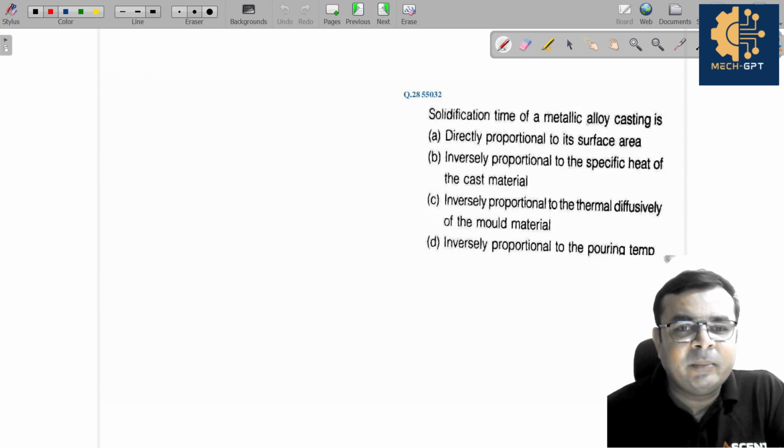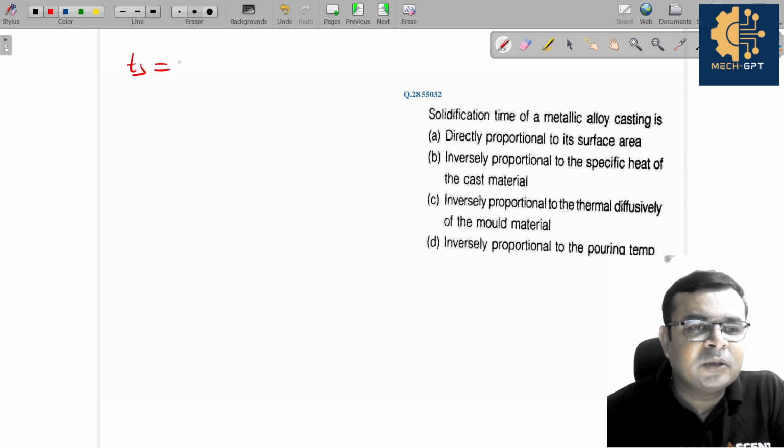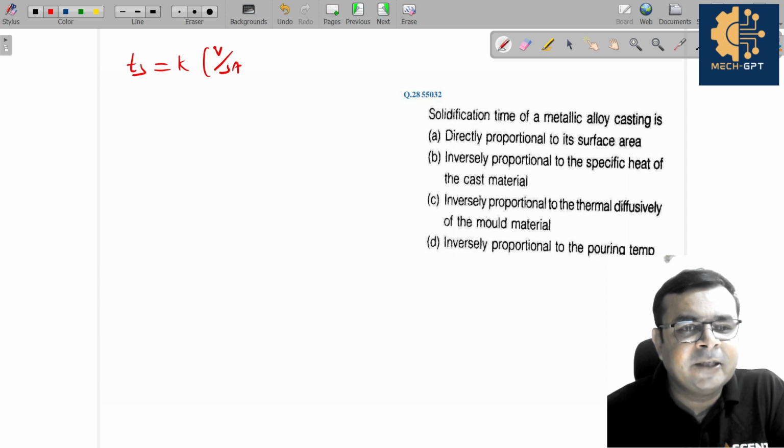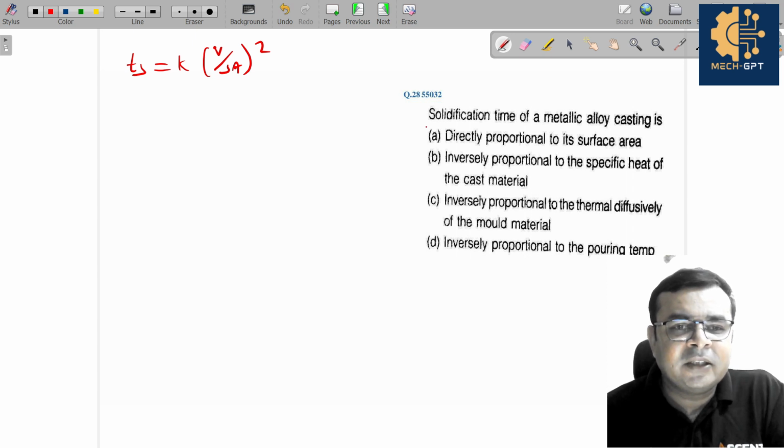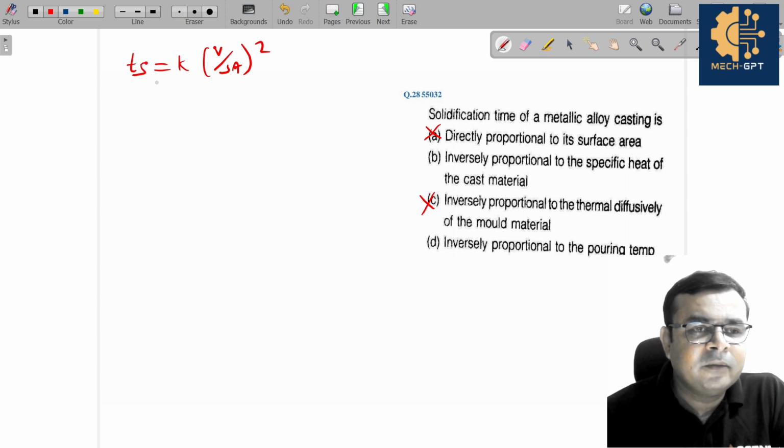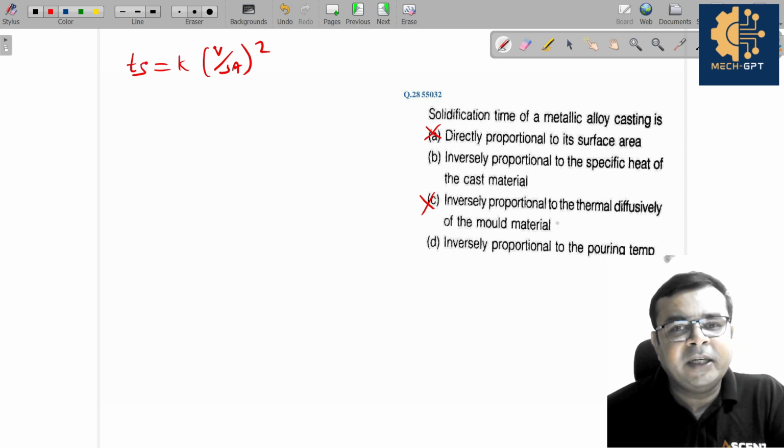Okay, solidification time of a metallic alloy casting is directly proportional to surface area. Solidification time, as you know from Chvorinov's equation, is V by SA whole square. So solidification time is directly proportional to volume and inversely proportional to surface area. Directly proportional to surface area, this is a wrong answer. Inversely proportional to specific heat of the cast metal, don't know. Inversely proportional to thermal diffusivity, wrong answer. Inversely proportional to the pouring temperature.